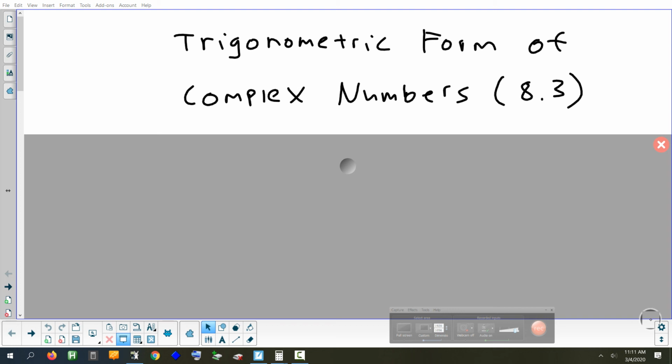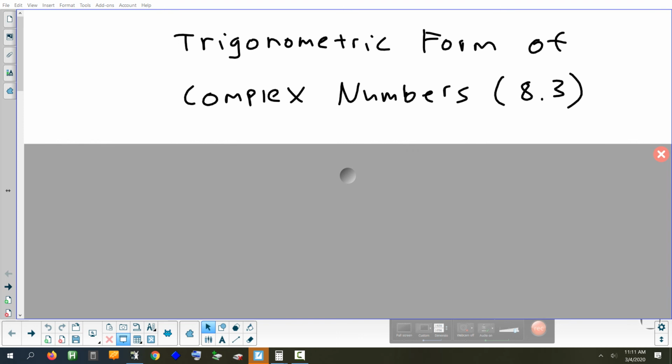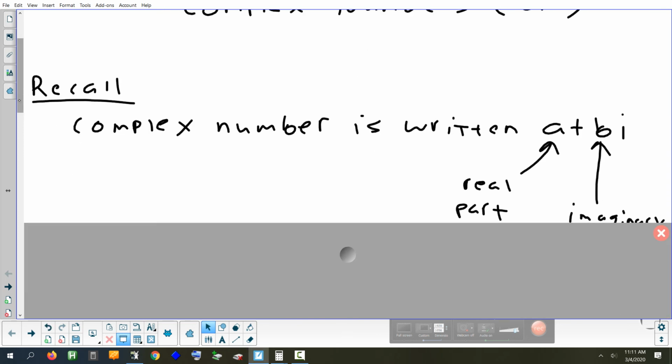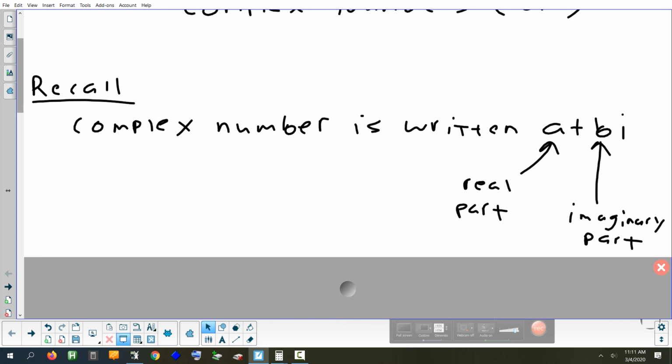Okay, so last two sections for this week, 8.3 and 8.4, are kind of like their own unit, just like 8.1 and 8.2 were. We're getting away from solving triangles and that stuff. We're going to look at complex numbers and how we can write them a different way. Okay, so I'm going to go through a few things real quick, just review.